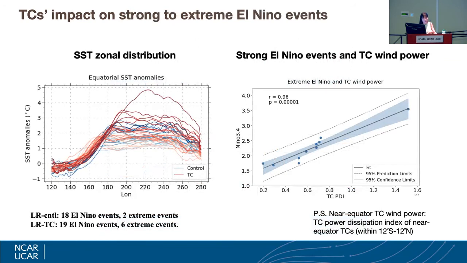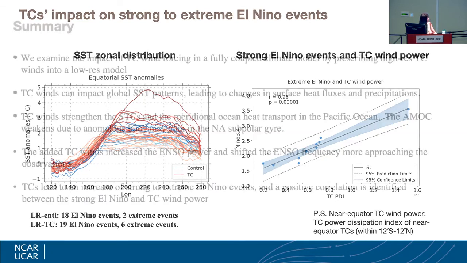And also we found that when you're adding TCs, your El Nino strength is going to get enhanced. So here we're looking at the SST distribution of each and every El Nino event. Blue showing the events in the control, the red are the events in the TC run. So just by eyeballing, we see that the TC run has a lot more warming signals during El Nino. And also there is, interestingly, a very robust positive correlation between strong El Nino events and the near-equator TC wind power. So this confirms that tropical cyclones can indeed enhance ENSO strength.